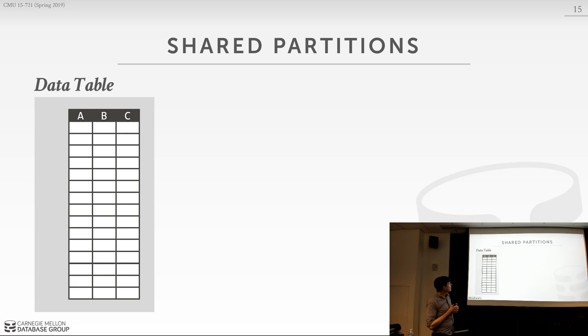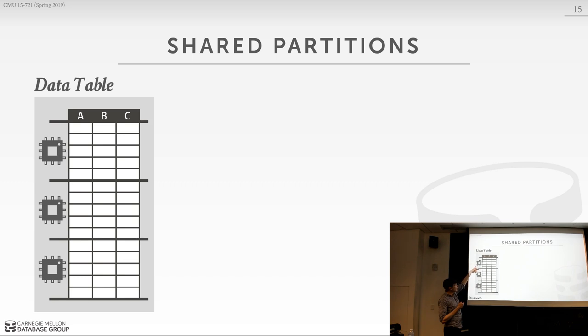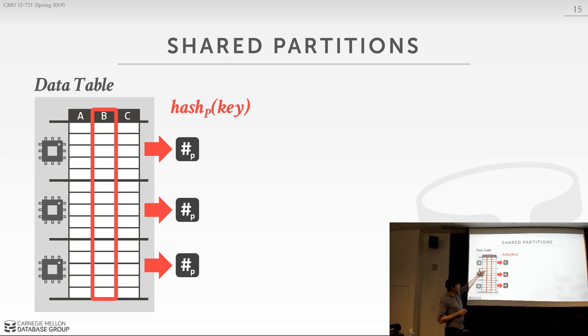the shared one first. So this is our data table, and just like in morsels, we're going to split it up into chunks, and we'll have each thread or core be assigned to operate on some chunk, a disjoint subset. So let's say now our join is going to be on this attribute B here. We're going to have a hash function for this phase of the partitioning, and we're going to look at each value of B for every single tuple, in parallel at each core. Then we take whatever this value is, run it through our hash function, and mod it by the number of partitions that we have.